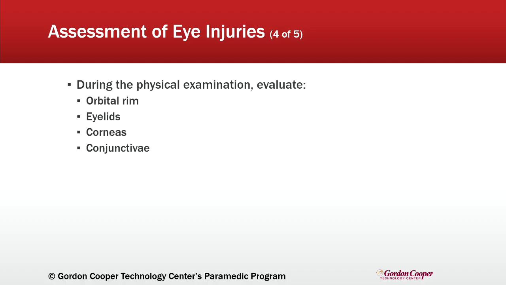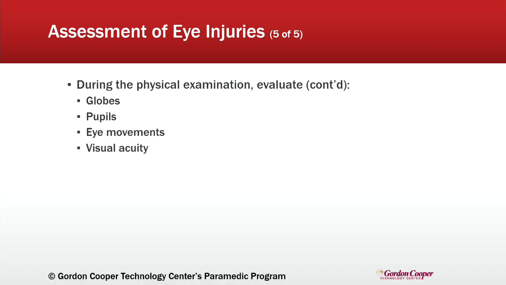Check the orbital rim for ecchymosis, swelling, lacerations, and tenderness. Look at the eyeballs for ecchymosis, swelling, and lacerations. Check the corneas for any foreign bodies. And finally, check the conjunctiva for redness, pus, inflammation, or the presence of any foreign bodies.